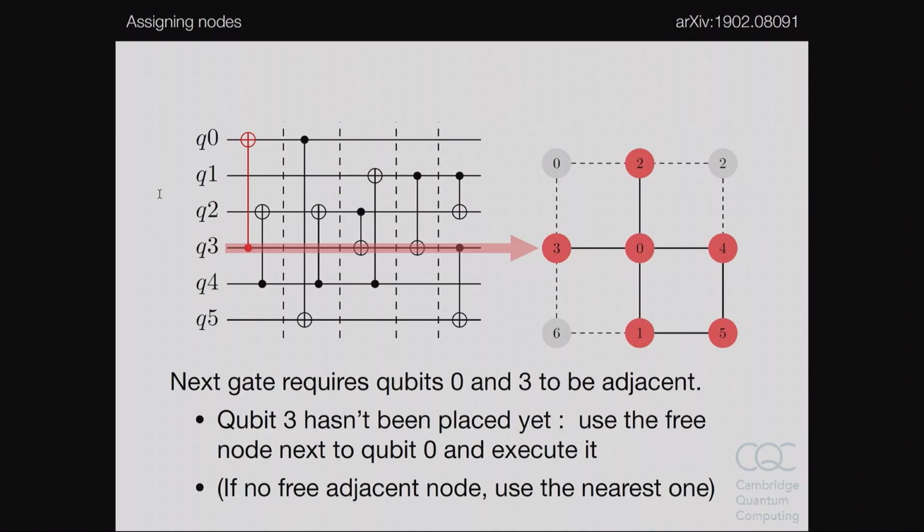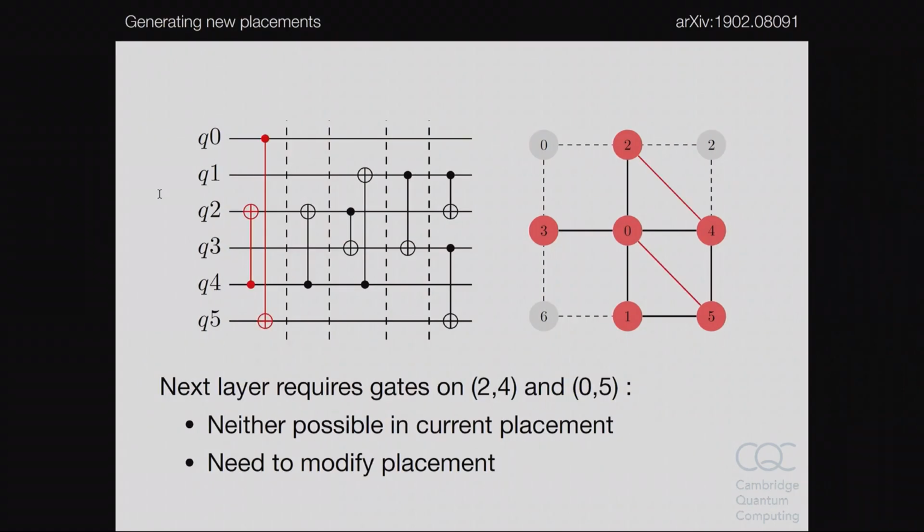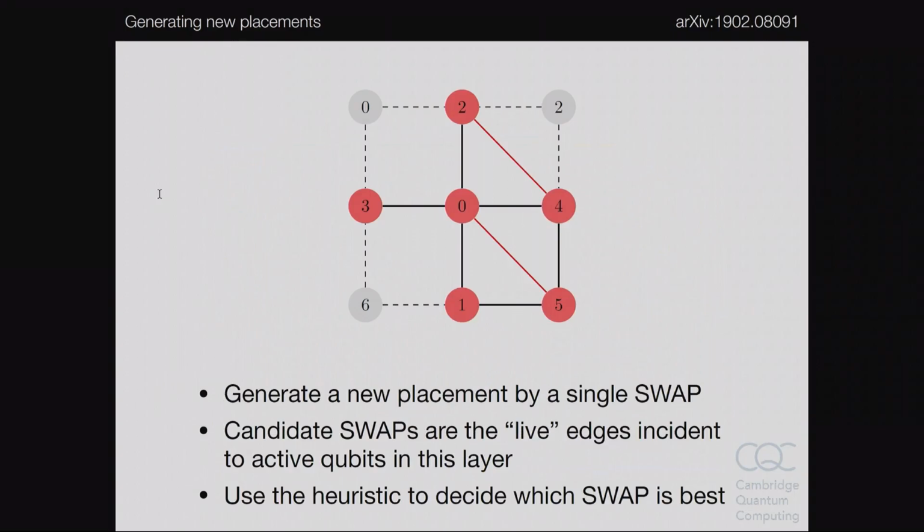Like so. And that's that. So that's our initial qubit placement done, and from here on, we're just adding swap gates to our circuit to make sure it respects the architecture. So you'll see here, we have swap gates. We've got CX gates we'd like to do between qubits 2 and 4 and qubits 0 and 5. Neither are possible in the current placement, so we need to modify it, which is obviously done by adding swaps.